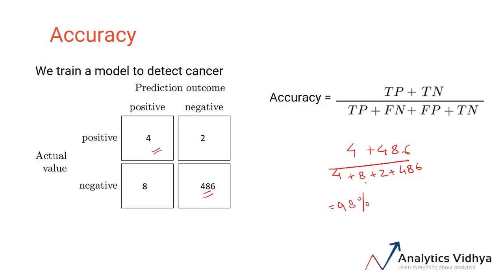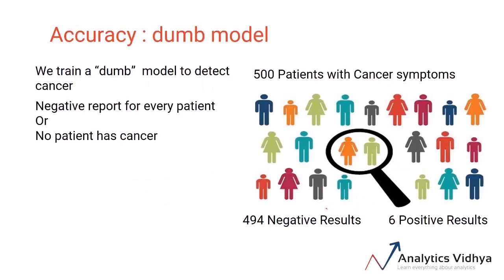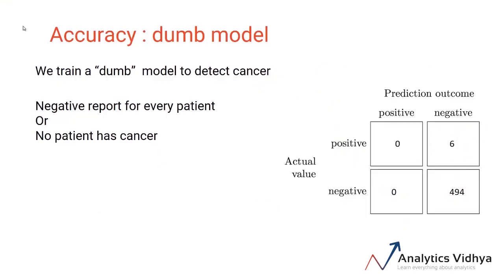Looking at the model accuracy, we can easily conclude that the model we made is performing extremely well, right? Well, not exactly. In order to understand why accuracy is not sufficient for this type of classification problem, let us consider another example, an example of a dumb model. So we again consider the same 500 people, but this time we build a dumb model which predicts negative for every patient every time. If we look at the confusion matrix for the dumb model, it will look something like this. We can see that the model has predicted all the values as negative.